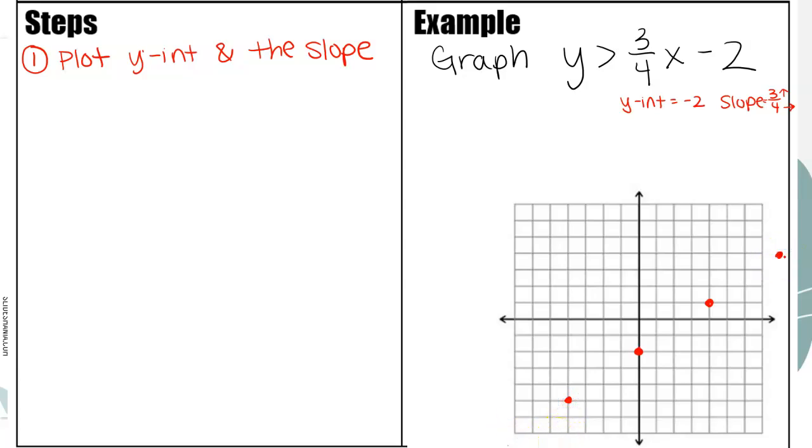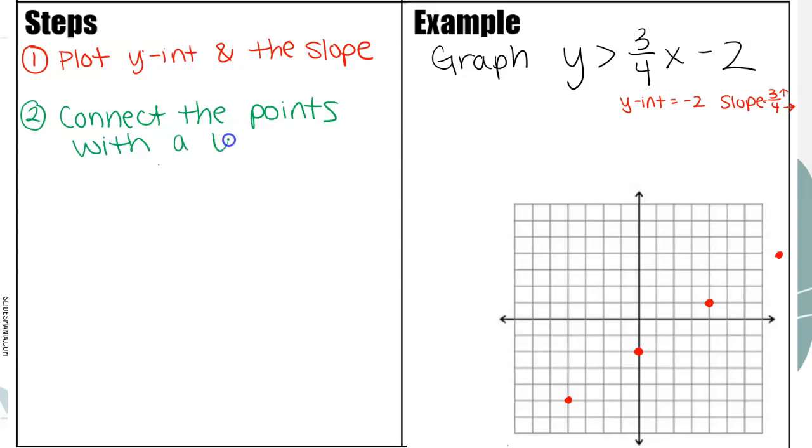Now, before I connect these points with a line, we need to think about that inequality sign. Step two is to connect the points with a line, but the type of line we use matters. So we have a couple different categories of inequalities. We have the inequalities where there is the equal to line underneath it, and we have the inequalities where it cannot be equal. If we can be equal to, that means we have solutions on the line.